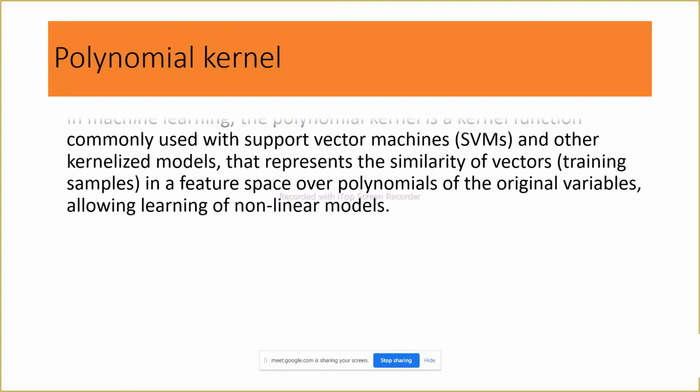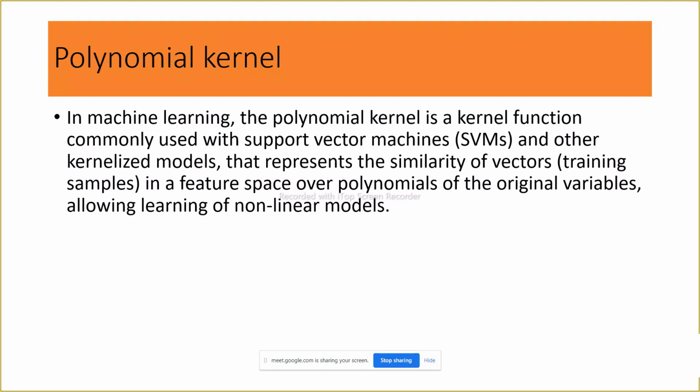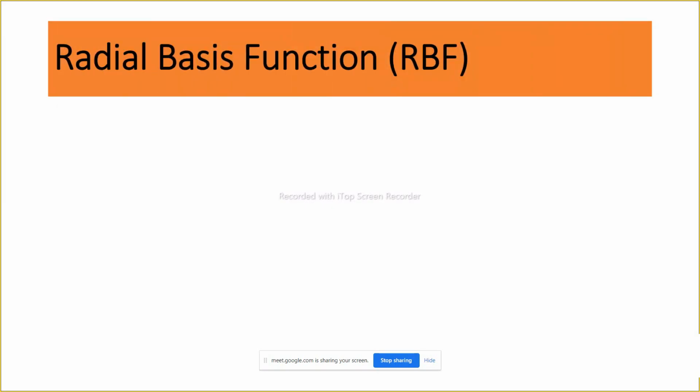So first, the polynomial kernel. Basically, when you want to use machine learning, the polynomial kernel is a kernel function commonly used with the support vector machine and other models that represent the similarity of vector training samples. So when you want to work with a lot of training samples, suppose you want to classify a lot of classes, then you need to use the polynomial kernel.